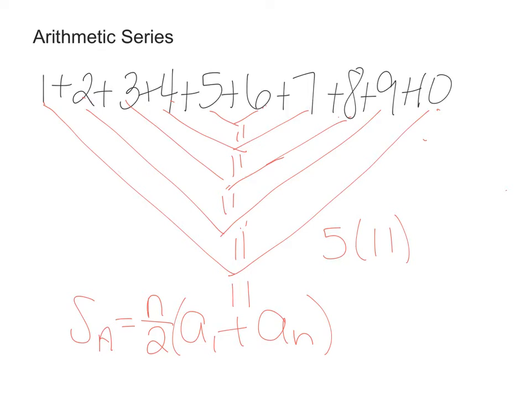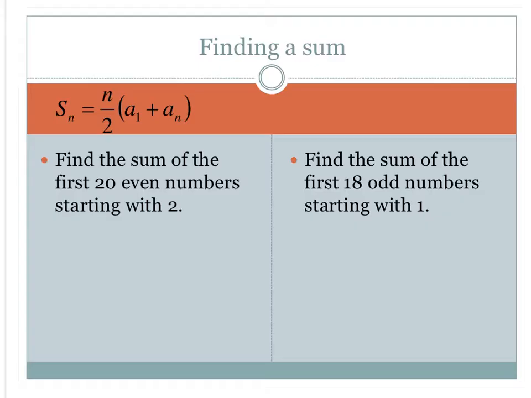S sub n, subscript n. That is the sum of n terms. There's like a little mark that I made. Okay, so we're going to use our summation formula, S of n equals n over 2 times a1 plus an. N is the number of terms. A1 is our first term. An is our last term.